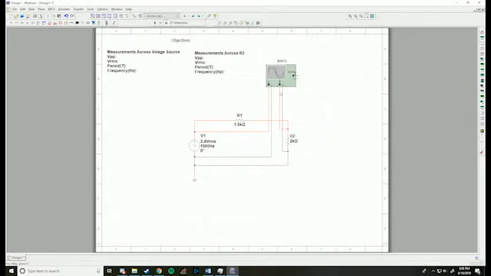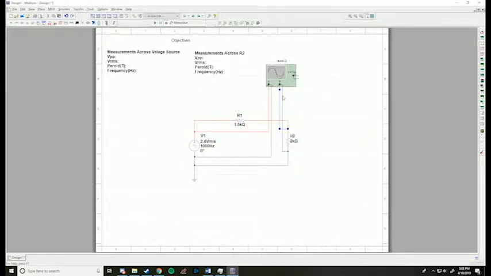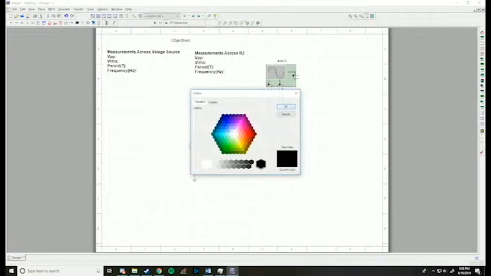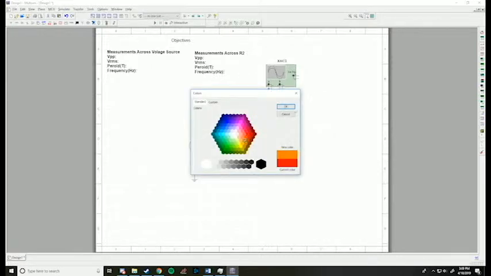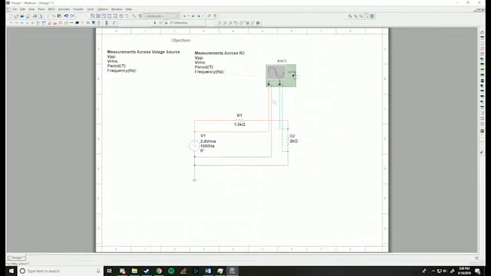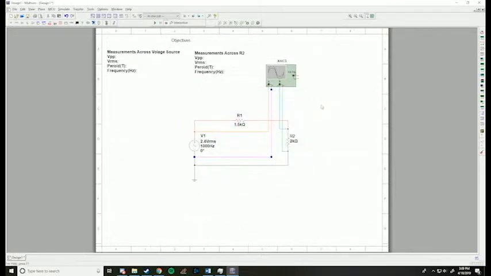To make this a little less confusing, we're going to turn this segment color blue and this one green. And then we're going to turn this one orange, and then this one purple. So now we know our lines are clearly marked.